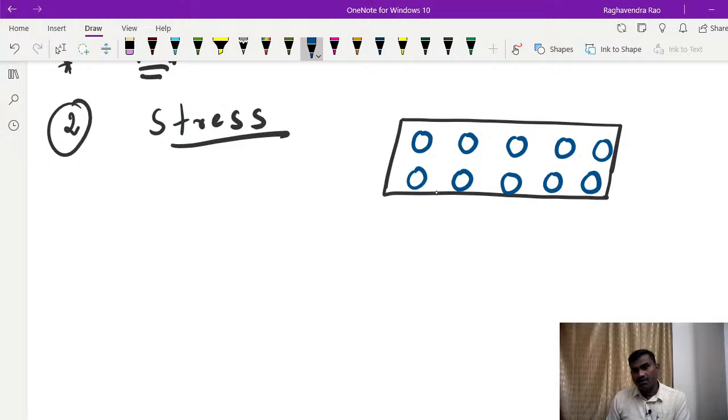This is a material. Now these two atoms are placed at a separation where attractive and repulsive forces are balanced. This is called the equilibrium separation. So all these atoms are at equilibrium separation. That means net force will be equal to 0.